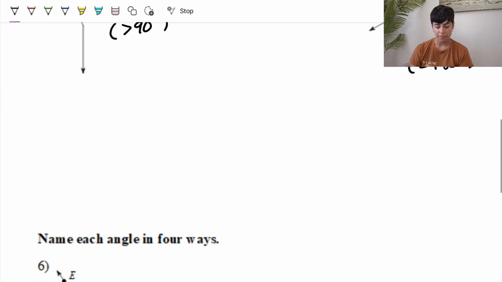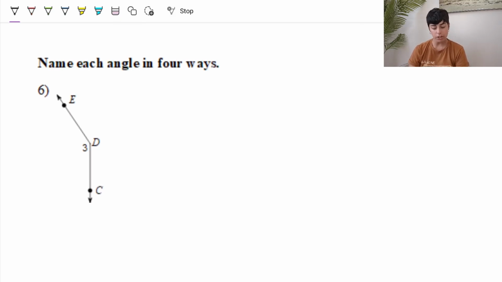Now let's name an angle. So they want us to name each angle in 4 ways. Now you can't always name an angle in 4 ways, but of course, I'm going to give you an example that has everything you could possibly see.